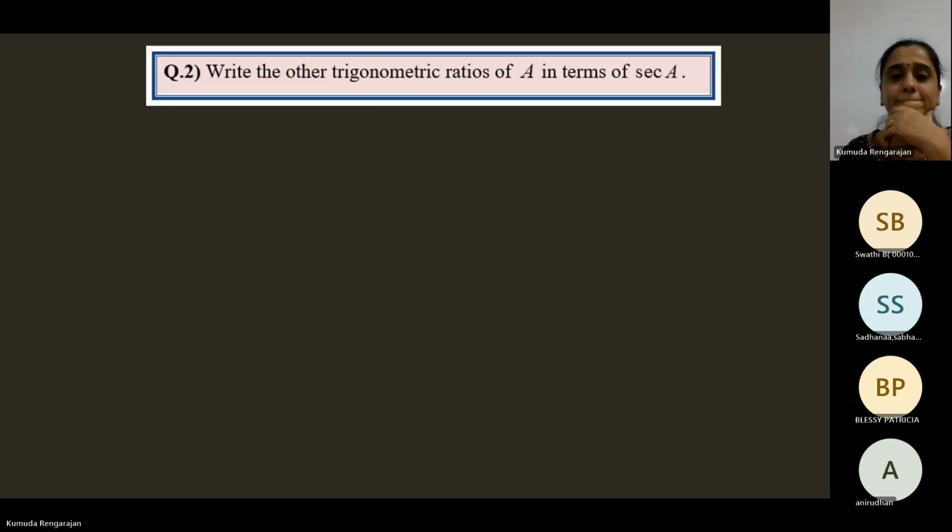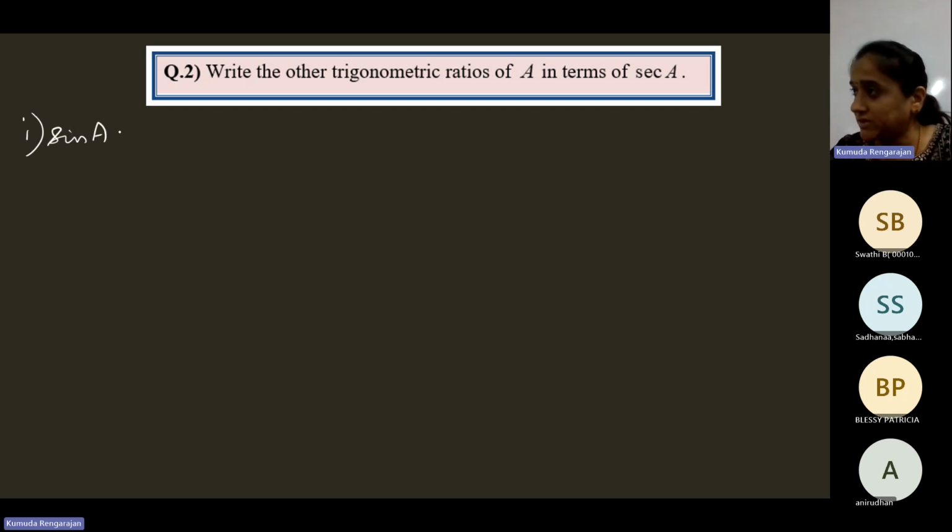Next one. Write the other trigonometric ratios of A in terms of secant A. A is the acute angle. That means you must write sin A in terms of secant A, cos A in terms of secant A, tan A in terms of secant A, cosecant A in terms of secant A, and cot A in terms of secant A.